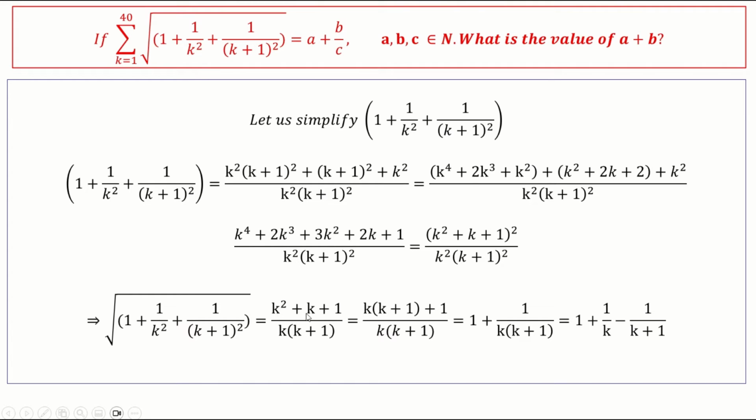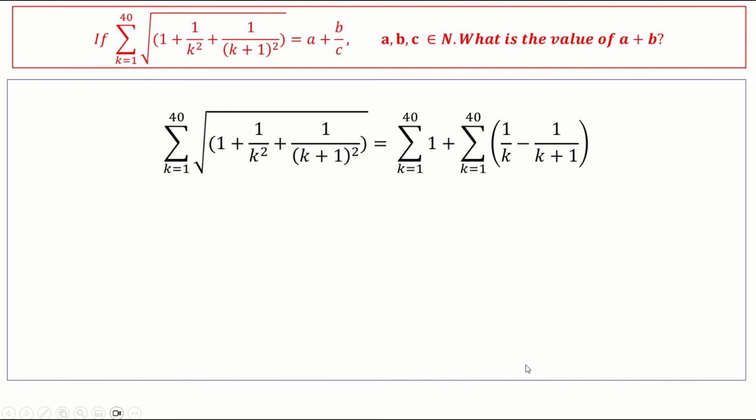Correct. So this can be rewritten as k into k plus 1 plus 1. k square plus k is written as k into k plus 1 here. So this will become 1 plus 1 by k into k plus 1, which is equal to 1 plus 1 by k minus 1 by k plus 1. So now it is very, very simple.